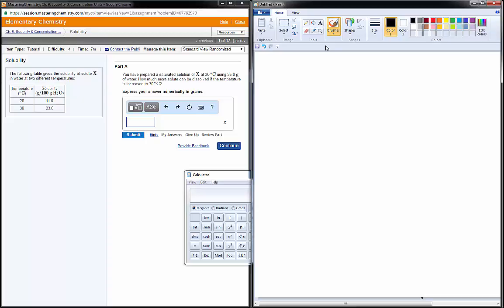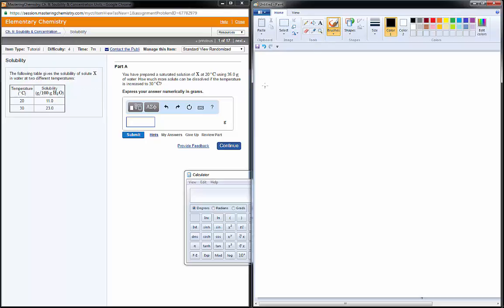Good morning. Today we're going over our first lecture for solutions and solubility. And our first problem here is looking at the solubility of some solute X in water at two different temperatures. This problem is looking not just at whether something is soluble or not soluble, it's saying how soluble. Can we quantify that? Can we do math with that and describe what's going on here? And that's what this little table is saying.